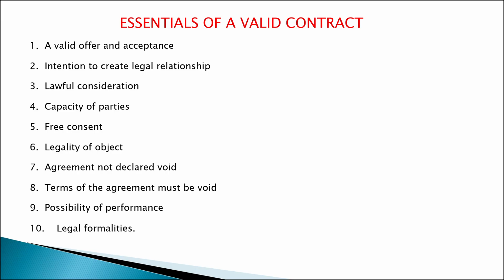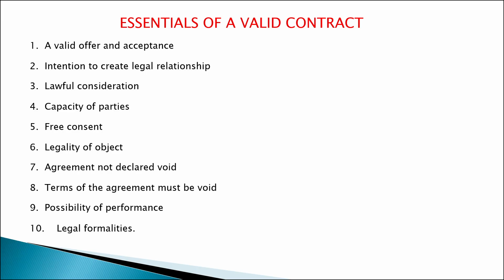So the next one is free consent. Consent means willingness. The consent of the parties to a valid contract must be given freely. It must not be obtained by force. A contract in which the consent of the party is not free becomes a voidable contract, so it can be avoided by him within a reasonable time.